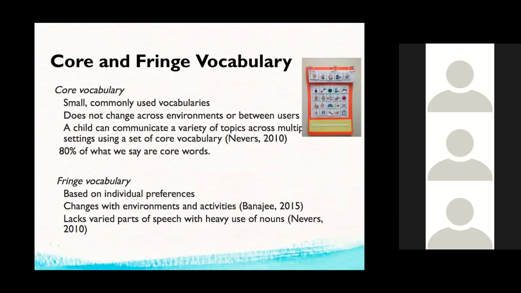So those are core words, and they're 80% of what we are saying now. If you think about how I'm talking and the words that I'm using now, I'm using things like more and that and this and go and stop, and those types of words, as opposed to specific words like fringe vocabulary, which is really based on things that we are communicating about within our environment.